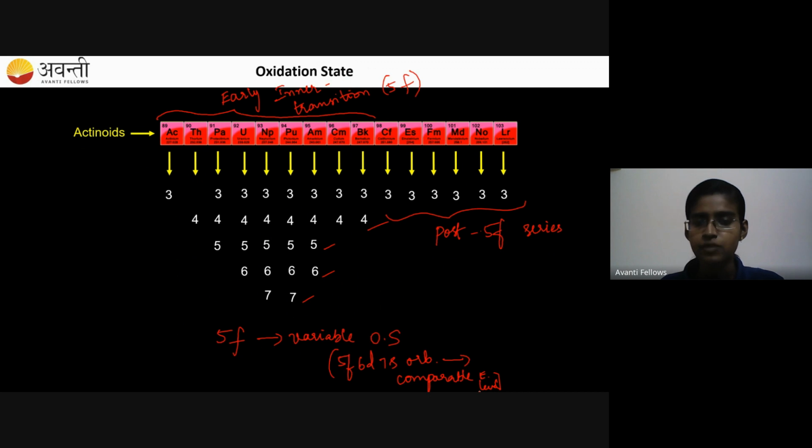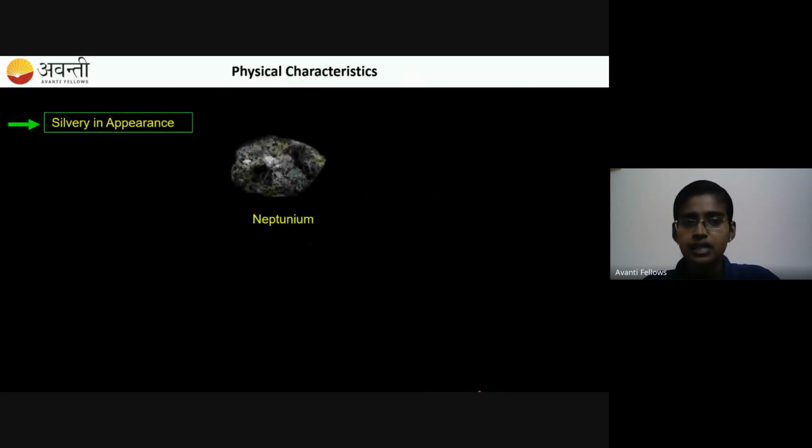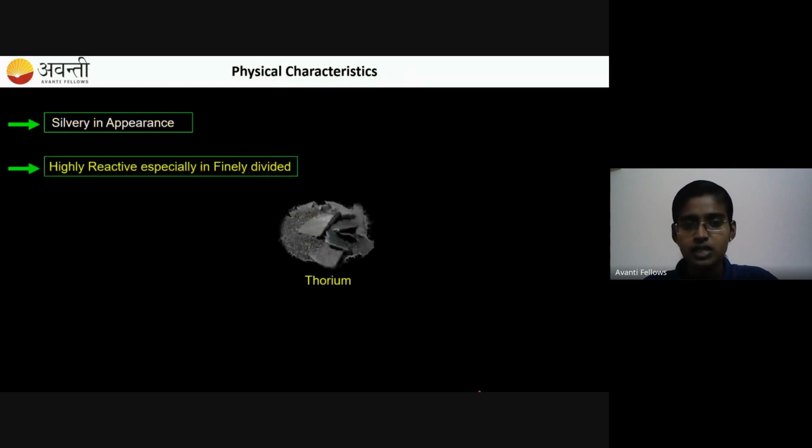Okay. So electrons can go in and come out, they can gain electrons. Mostly they give their electrons and exhibit +4, +5, +6, +7 states. Okay. Coming to the physical characteristics of actinoids, it is silvery in color again. Neptunium, you can see, and they are highly reactive, especially in finely divided form. So thorium, they have divided into powder. In powder form, thorium is highly reactive.